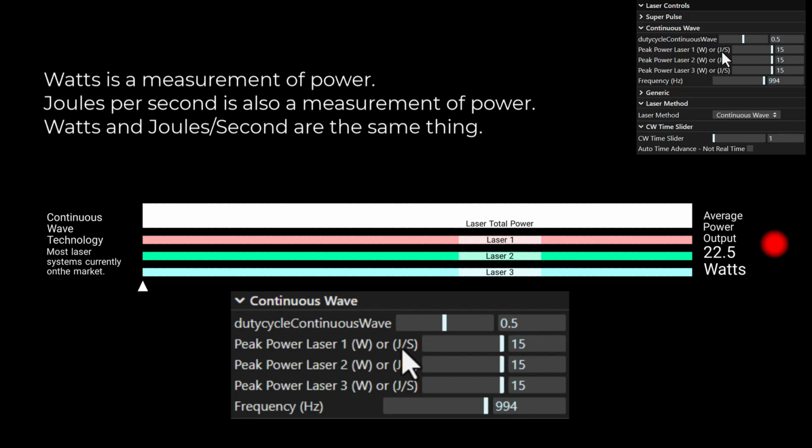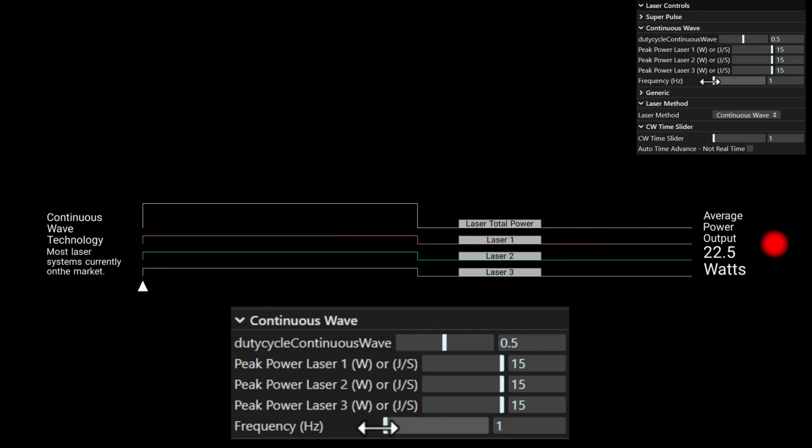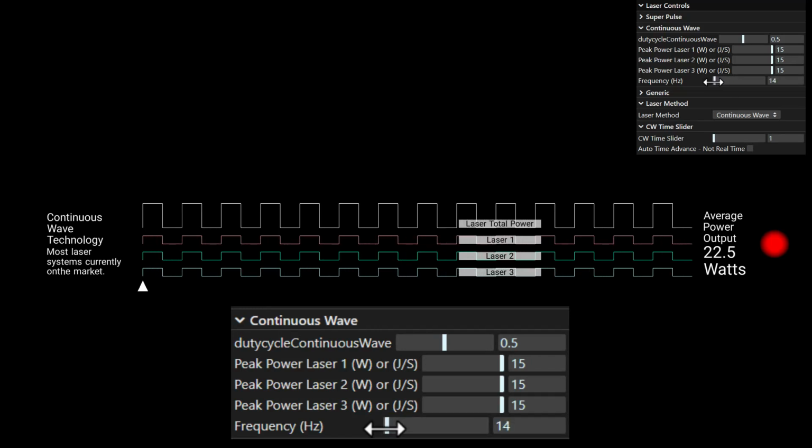Watts is a measurement of power. Joules per second is also a measurement of power. Watts and joules per second are the same thing. So if this doesn't make total sense quite yet, it's okay. As you learn more about lasers, the topic will become more clear. So let's just stick with those two terms. Those are kind of the main ones for this presentation that you need to know. And we're going to be dealing with a few different wattages. We'll be dealing with total wattage and then average output wattage as well. And so let's start out with, just go down here to a reasonable frequency.